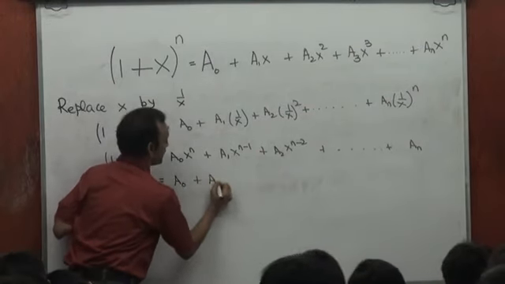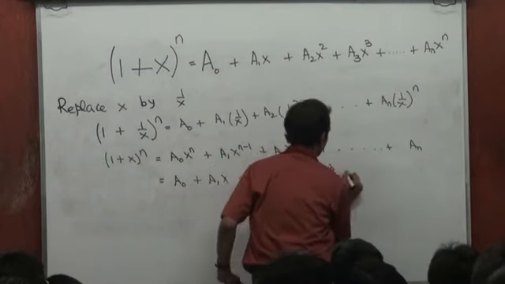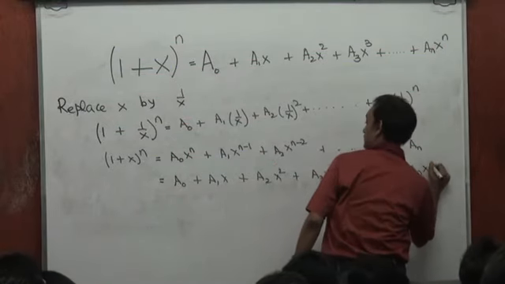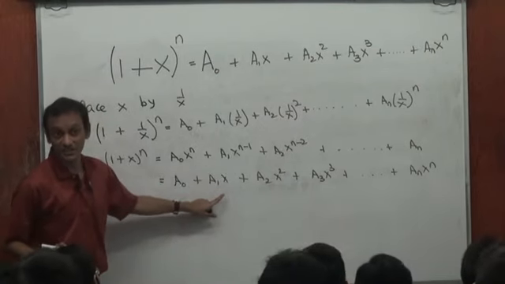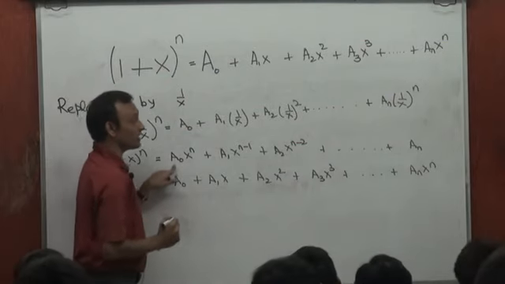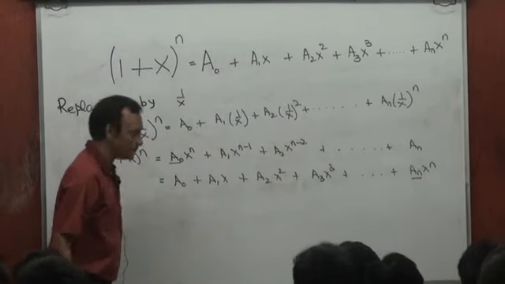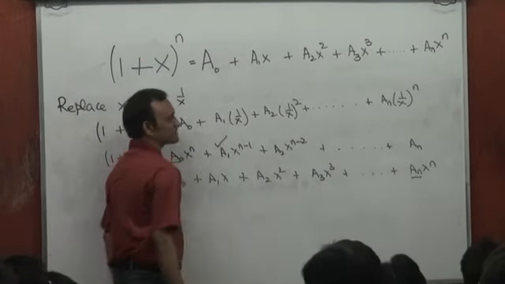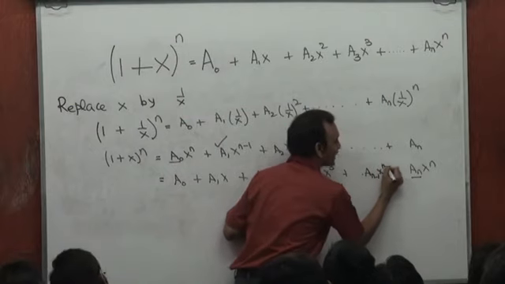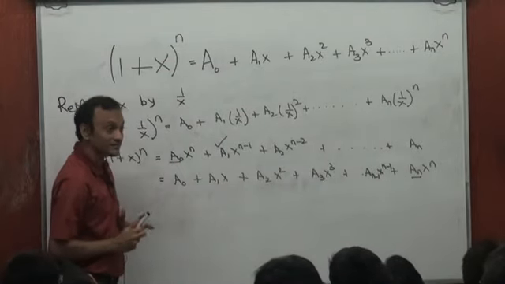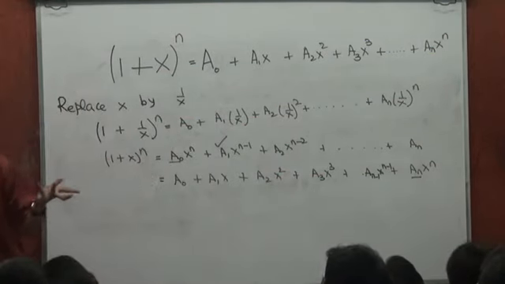a naught plus a1x plus a2x squared plus a3x cubed plus up to anx^n. Yes or no? This is not an equation, it's an identity. And therefore, the coefficient of x^n on the left hand side, a naught, must be equal to the coefficient of x^n on the right hand side, which is an. The coefficient of x^(n-1) on the left hand side, a1, must equal the coefficient of x^(n-1) on the right hand side, which would be a(n-1). a2 would be a(n-2) and so forth. I didn't have to know that these a's are actually nCr's.